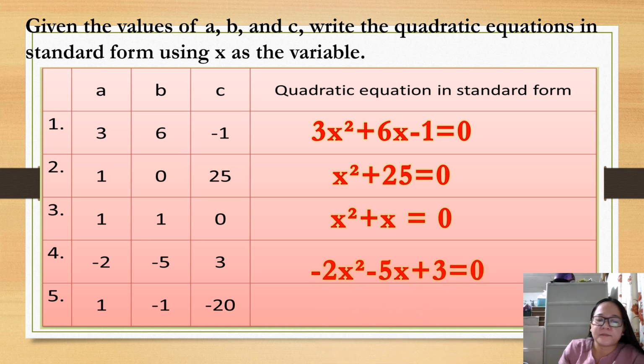Number 4, if a is negative 2, b is negative 5, and c is 3, the quadratic equation in standard form is negative 2x squared minus 5x plus 3 is equal to 0. Number 5, if a is 1, b is negative 1, and c is negative 20, therefore the quadratic equation in standard form is x squared minus x minus 20 is equal to 0. Next.